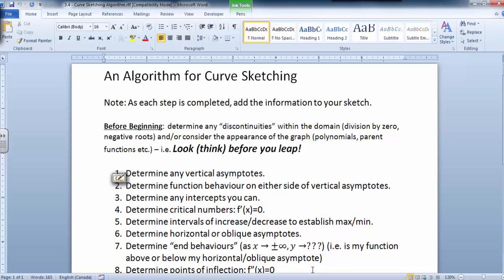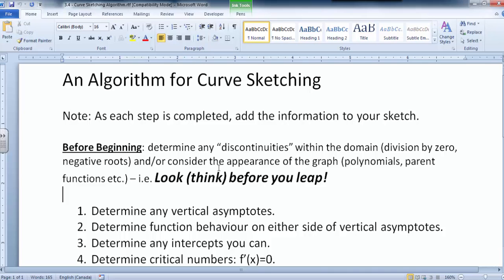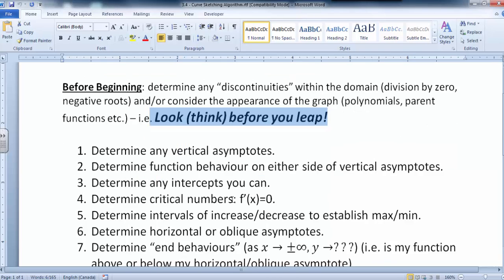So I've posted an algorithm for curve sketching. This is a step-by-step process of things to think about as you go through. Before beginning, determine discontinuities within the domain, so problems that are specific not to graphing in general, but to this question in particular. We talk about division by zero, negative roots, the kinds of things that might just happen. And then think about what we know given the question that we have. It's a general look before you leap. Think a little bit before you actually start getting work done.